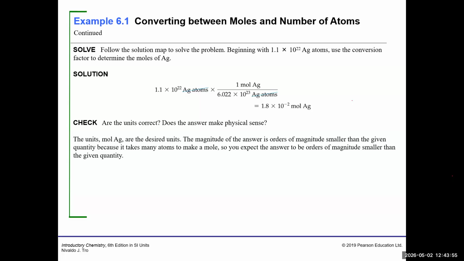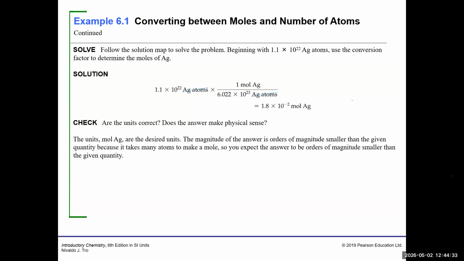In engineering work, we also use units to check whether whatever we have done is correct or not. So this one, we are looking for moles, and we end up getting moles. So that's correct. The units of moles of silver are the desired units. The magnitude of the answer is orders of magnitude smaller than the given quantity because it takes many atoms to make a mole. So you can expect the answer to be orders of magnitude smaller than the given quantity. You also have to check the physical sense that it makes.